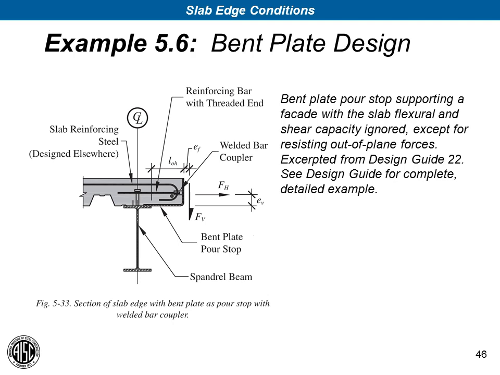So in this case, we have a bent plate pour stop supporting the facade, and slab flexure and shear capacity themselves are ignored. So we're going to have to transfer the loads from the facade through the bent plate to the spandrel beam. The spandrel beam will have to be designed to resist those in torsion as well. So the only thing we're going to rely on the welded bar coupler for is to resist out-of-plane forces, the FH forces, as well as a component of the moment from the vertical facade load.